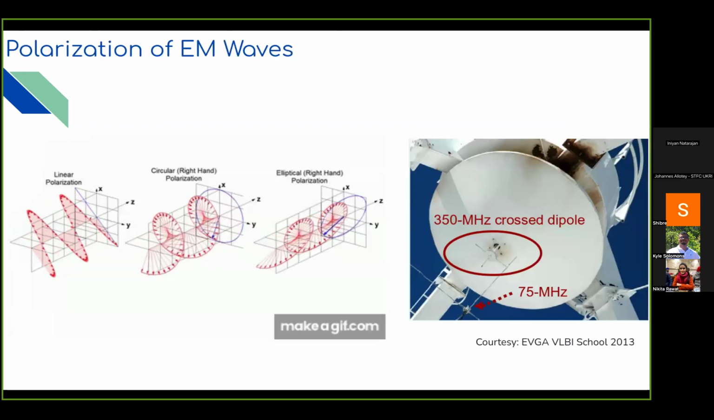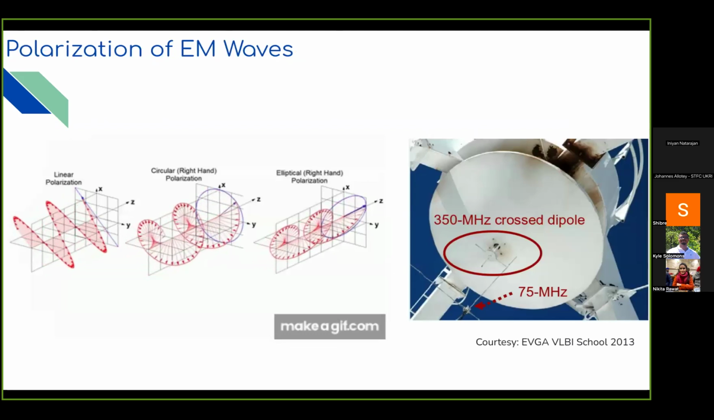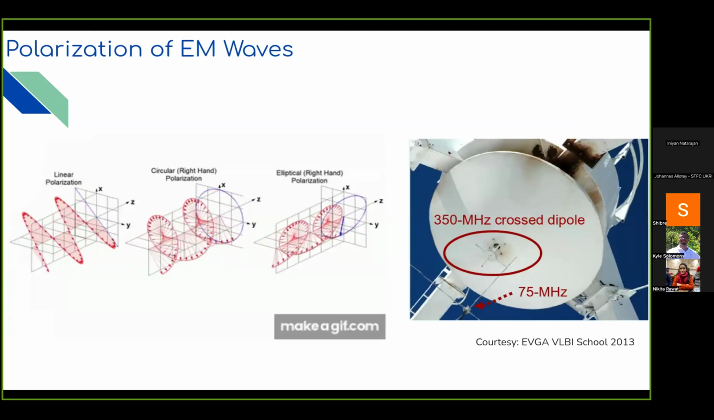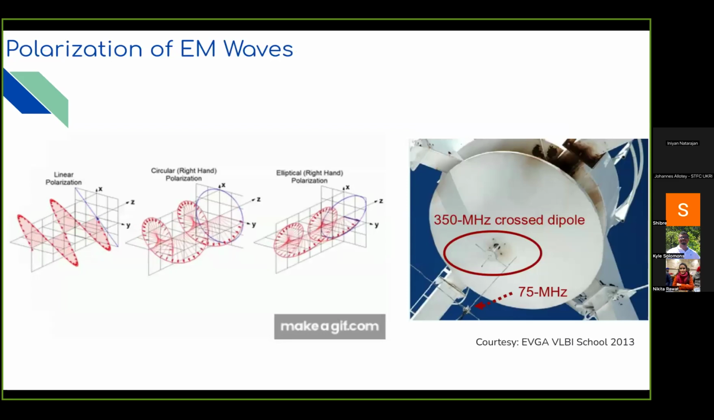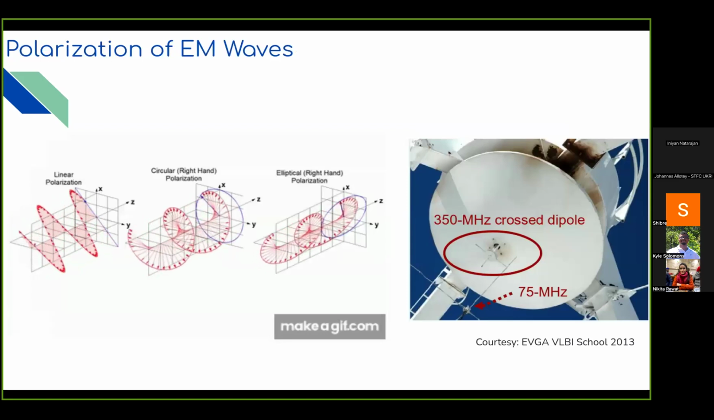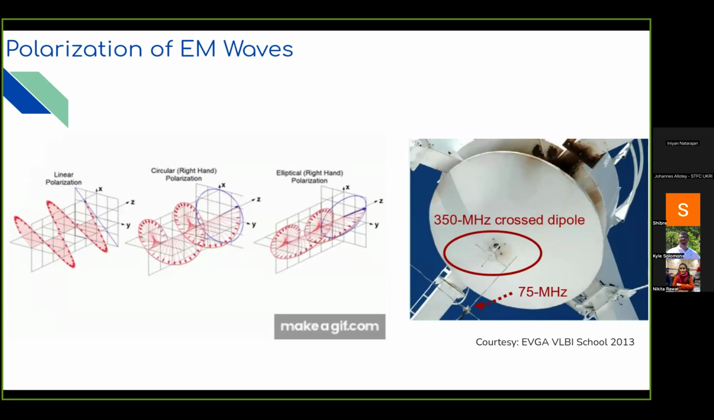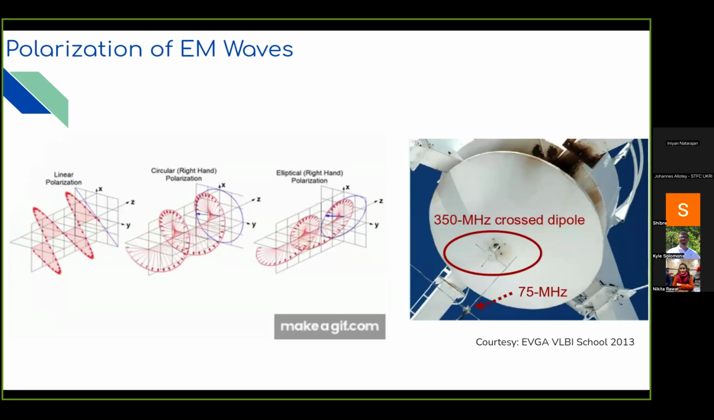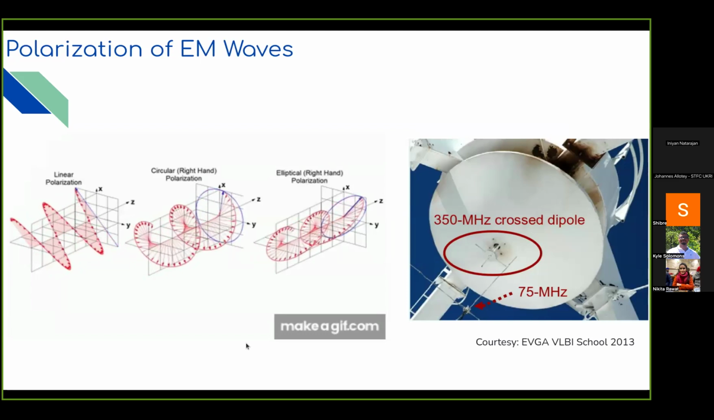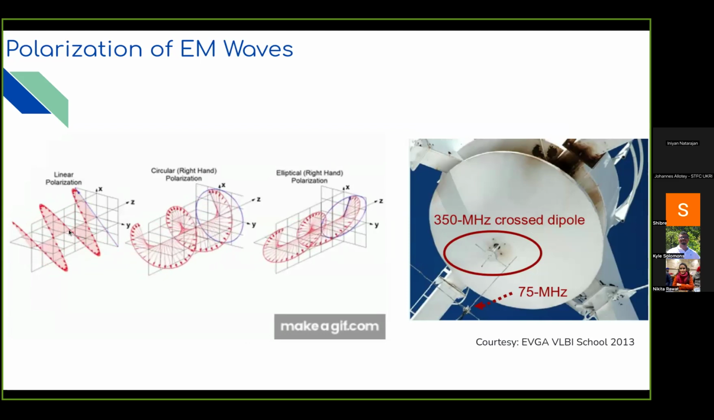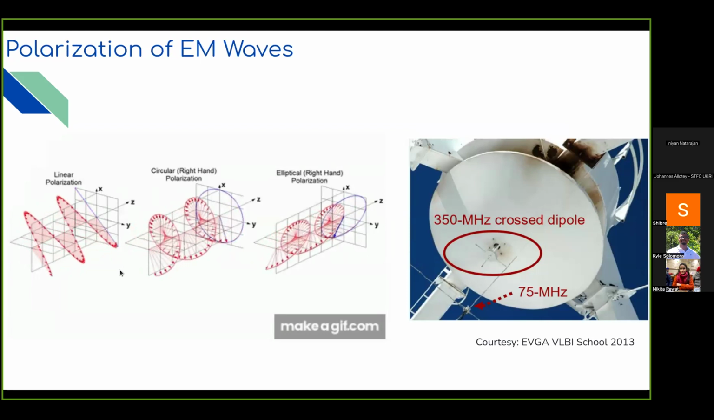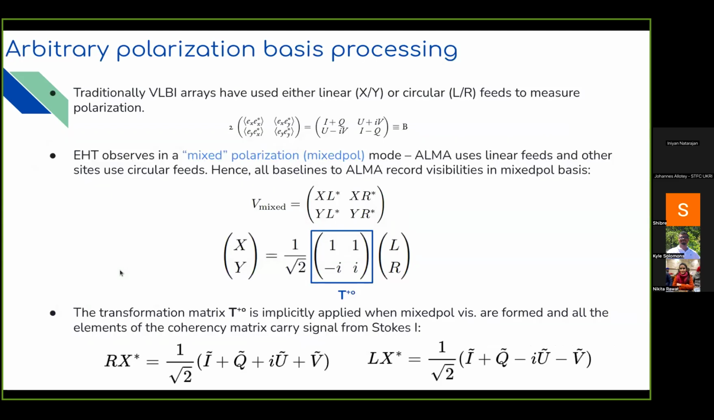Another important, probably the most important, feature that we have introduced for our calibration has to do with polarization. Just to give a quick overview, polarization is usually measured using two orthogonal feeds. It's usually linear or circular polarization. So the two feeds, like the ones that you see here, can either measure linear or circular polarization, as shown here. Traditionally, VLBI arrays have used either linear or circular polarized feeds to measure polarization.